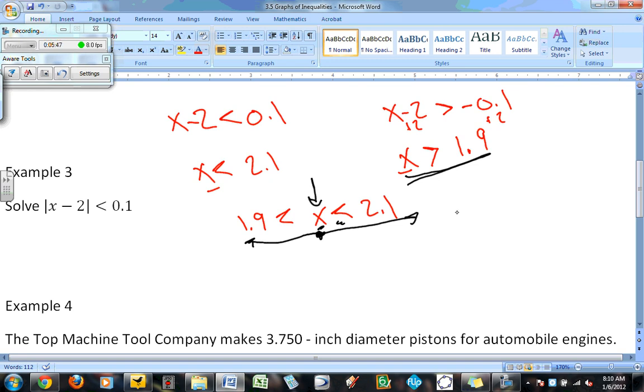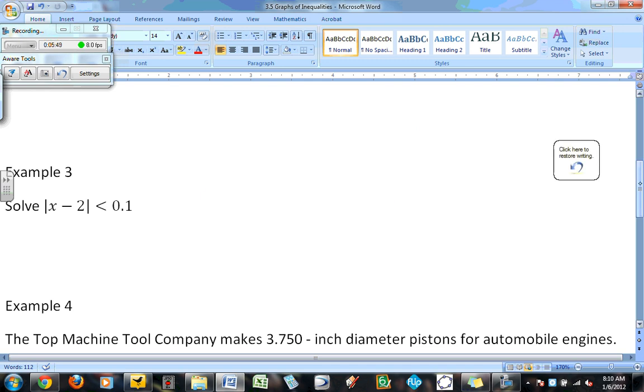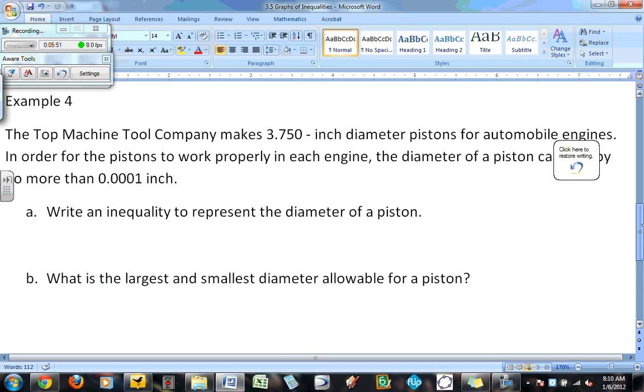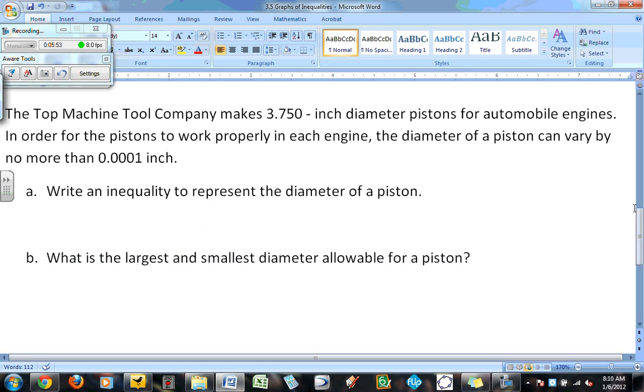All right. Another problem that comes up in application is called the Top Machine Tool Company. It makes 3.75-inch diameter pistons for automobile engines. In order for those pistons to work properly in each engine, the diameter of a piston can vary by no more than 0.0001 of an inch. Otherwise the piston won't fit into the engine. So they want us to write an inequality to represent the diameter of that piston.